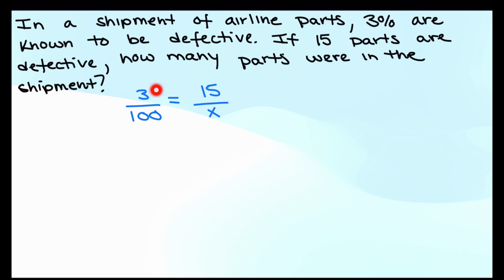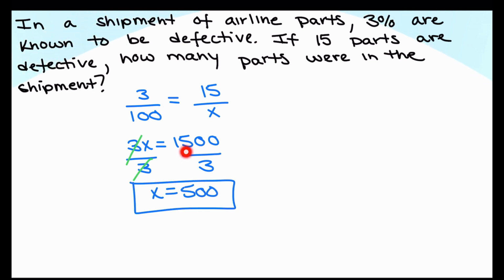3% becomes 3 over 100. 15 is the proportion of the shipment that was defective, and so x is my total. I'm solving for the total number of parts in the shipment. We can solve by setting our cross products equal. 3 times x equals 15 times 100. So 3x equals 1500. Divide both sides by 3. Let's see, 15 divided by 3 is 5. So 1,500 divided by 3 would be 500. So there must have been a total of 500 parts in that shipment.